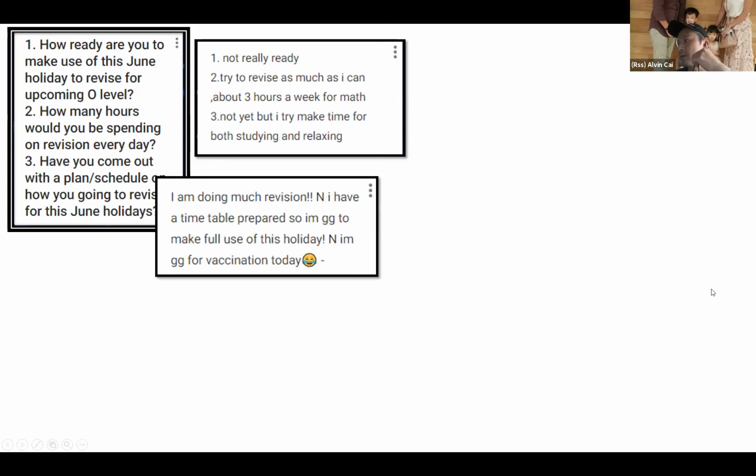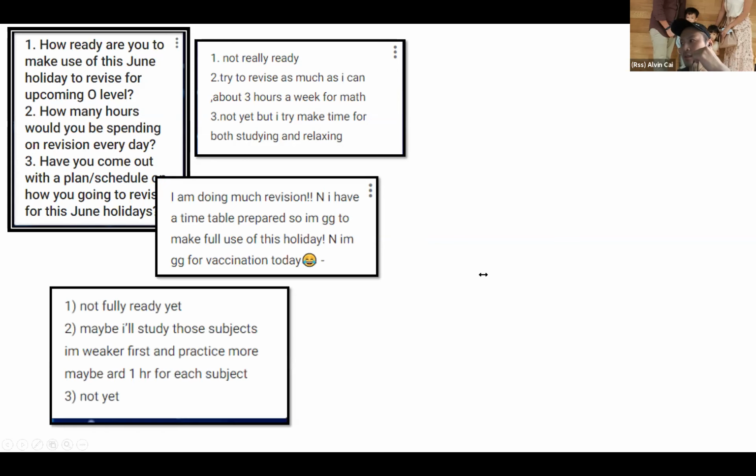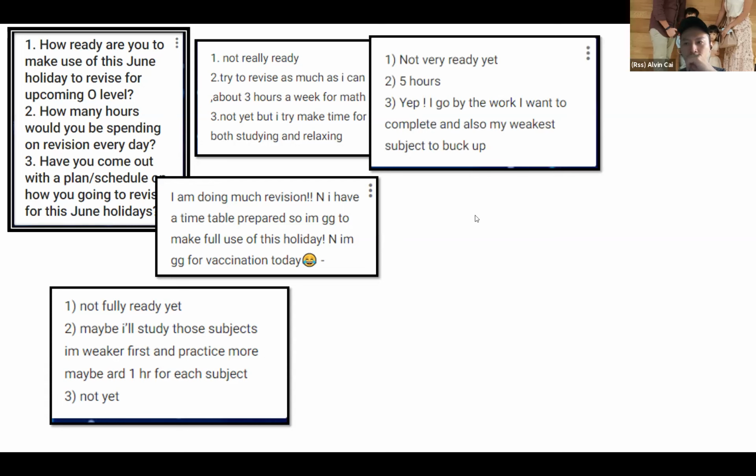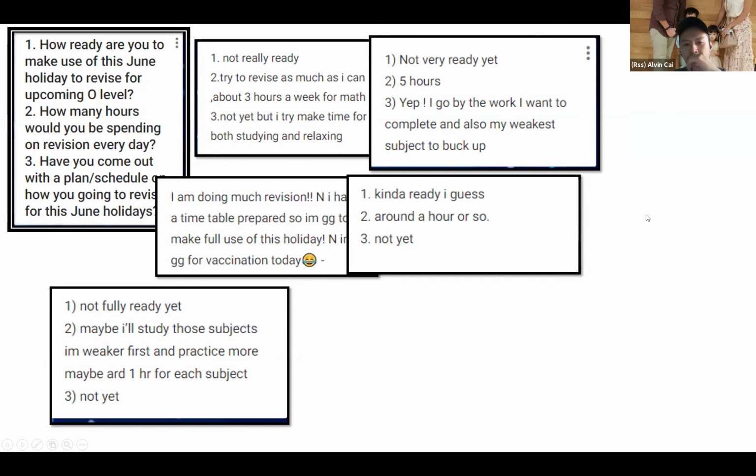You can always type in the chat function in this Zoom if you have anything to say as well. Not fully ready yet. Maybe I'll study the weaker subjects first and practice more, around 1 hour for each subject, which is good. Make it a concrete plan. 1 hour per day for each subject is not too bad. Not very ready, 5 hours of revision. This number is good. You're trying to work on your weaker subject. Good.